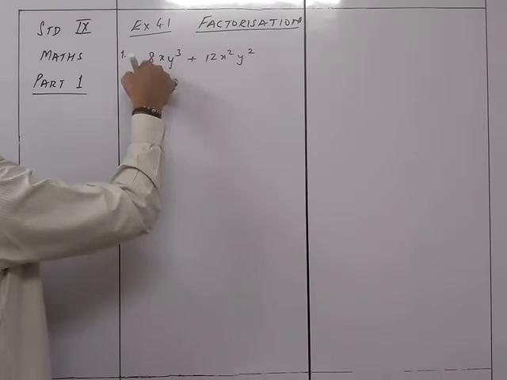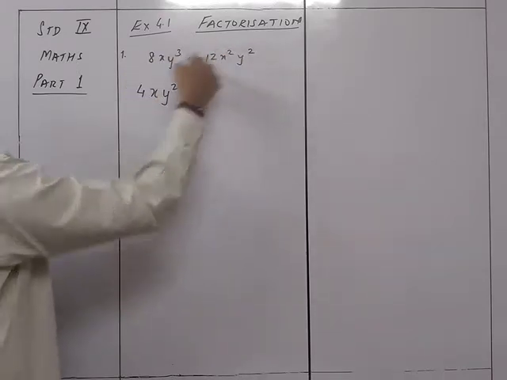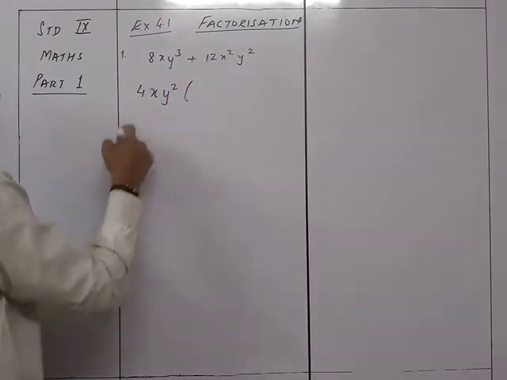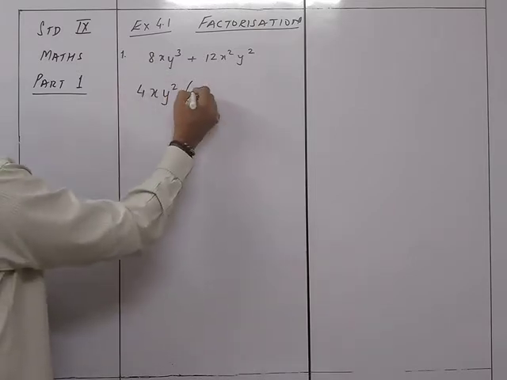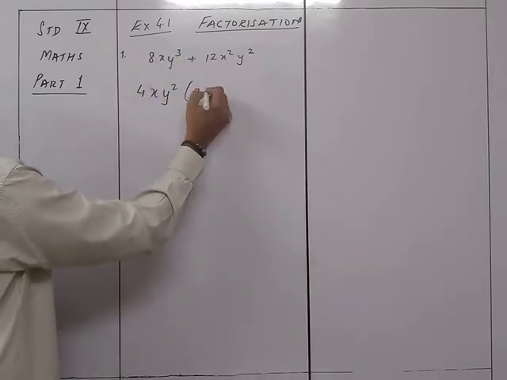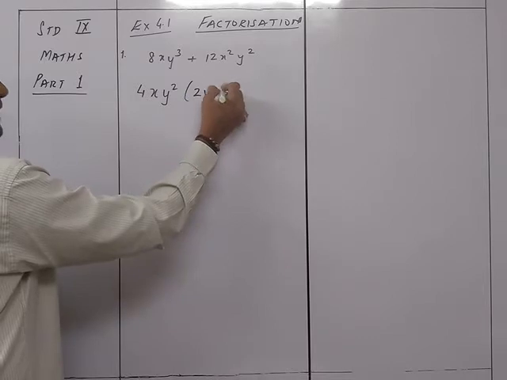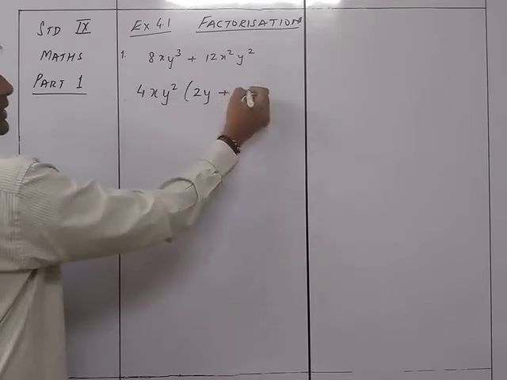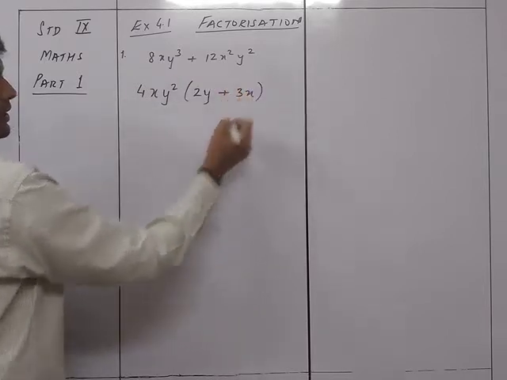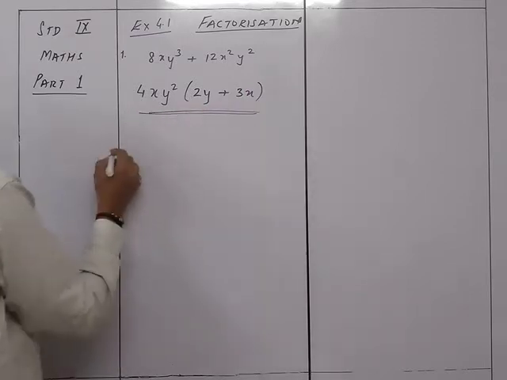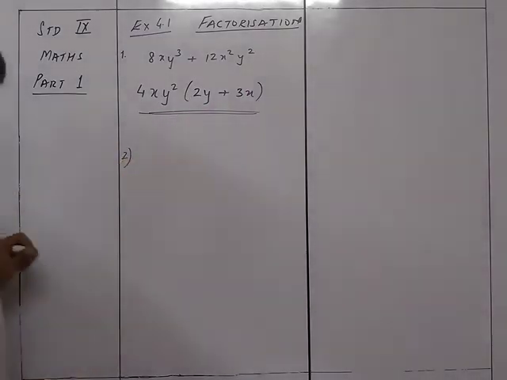So now you are going to divide this term with this and also this term with this and get the resultant in the bracket over here. So 8 divided by 4 will be 2, x cancels, y will be remaining. Over here you will get plus, this will be 3, and then x will be the thing which is remaining. So this is the answer for sum number 1.